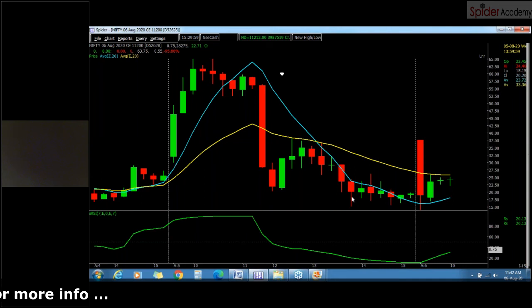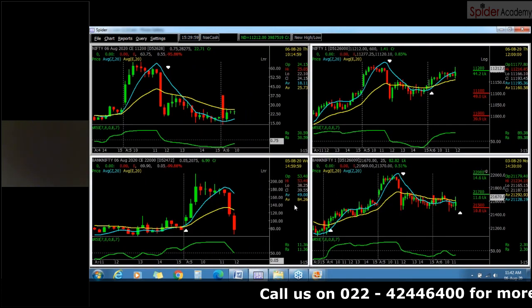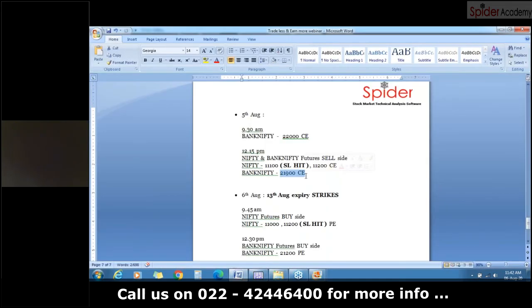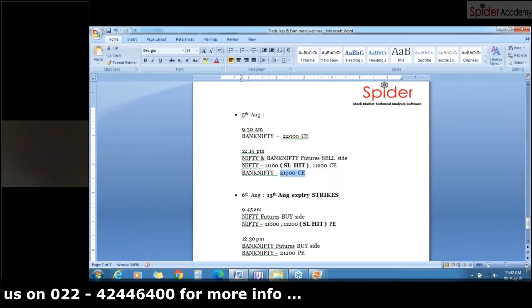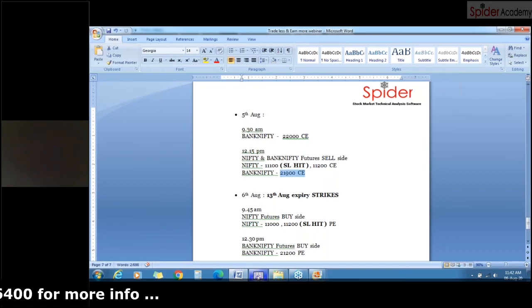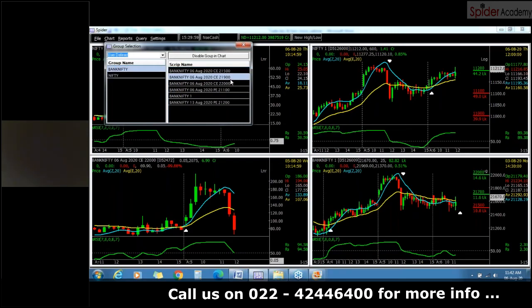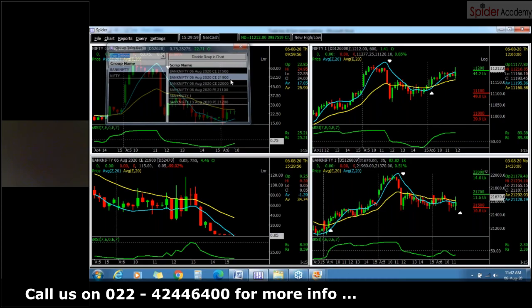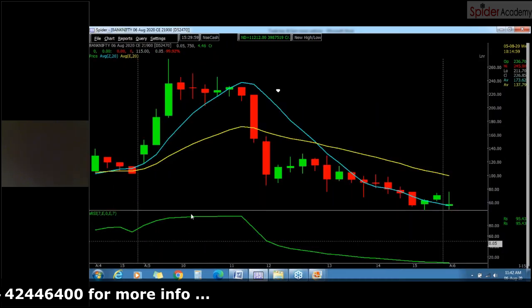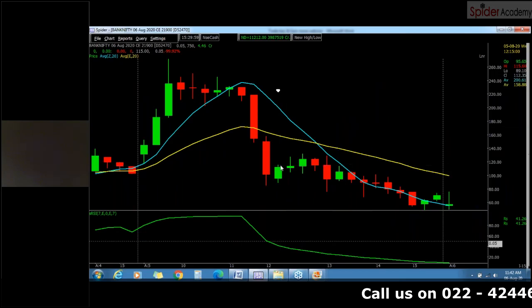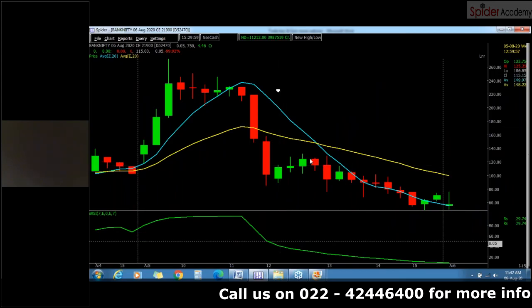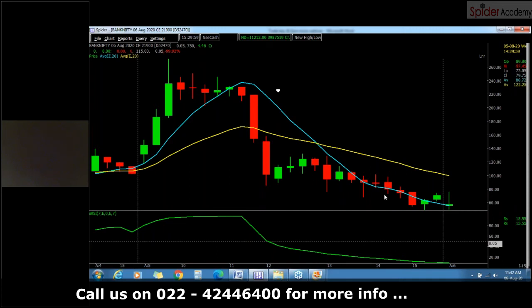Now we will look at the Bank Nifty. The Bank Nifty strike we got on this day was 21,900 call. So we will come over here and look at Bank Nifty 21,900 call. Here, as I zoom the charts for you, we got triggered for the short side. We haven't got stopped out, and afterwards it came down.